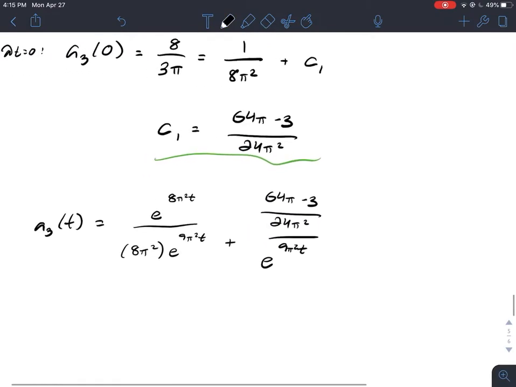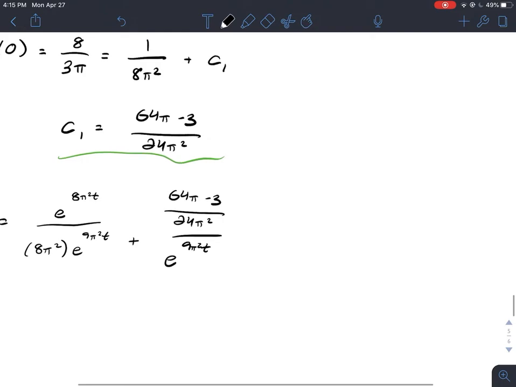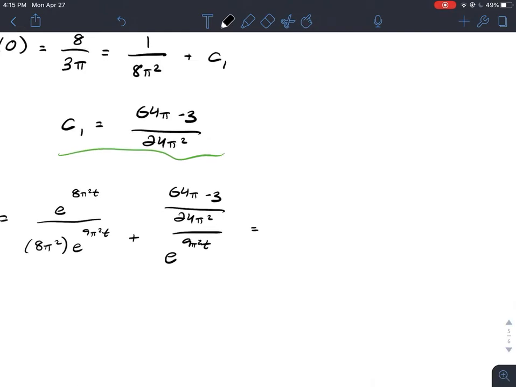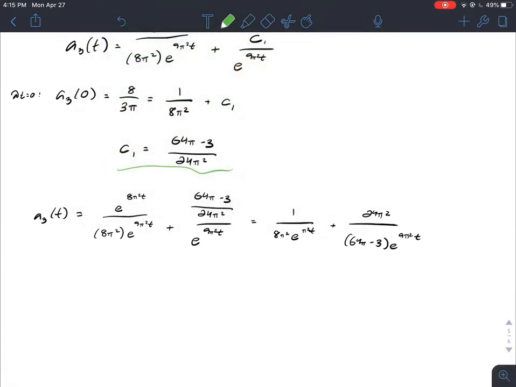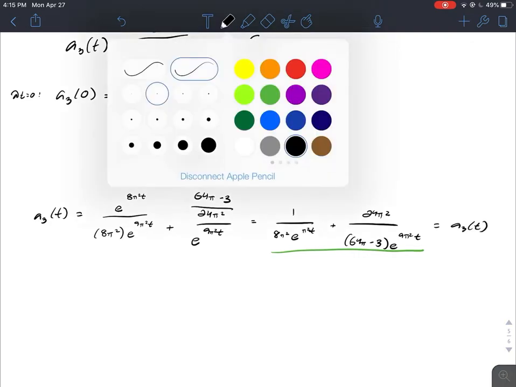Right? Yeah, so if we were to expand this out continuously and then do some more algebra, what we would find is that we have 1 over 8 pi squared e raised to the pi squared t plus 24 pi squared over 64 pi minus 3 e^(9 pi squared t). Great. So this is our solution now for a sub 3 of t.